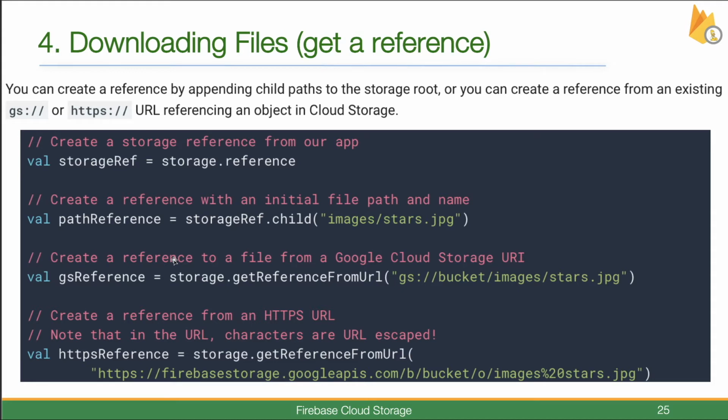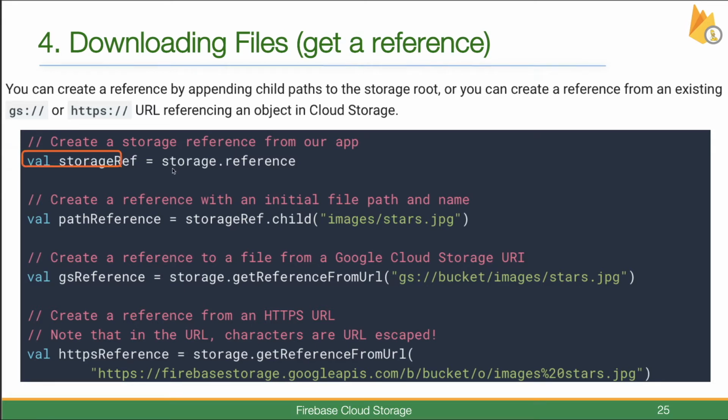But if the file exists in cloud storage, you can still get at it, get a reference to download. You can get a reference by appending child paths to the storage route, or you can create a reference from an existing GS or HTTP reference URL referencing an object in cloud storage. So what you can do, something like this.